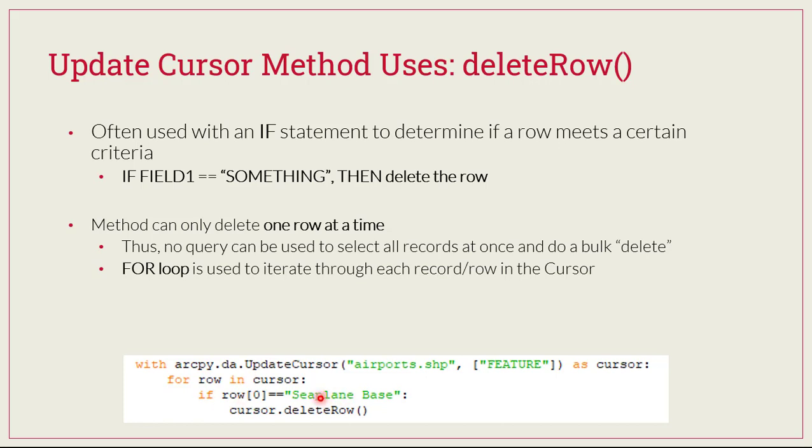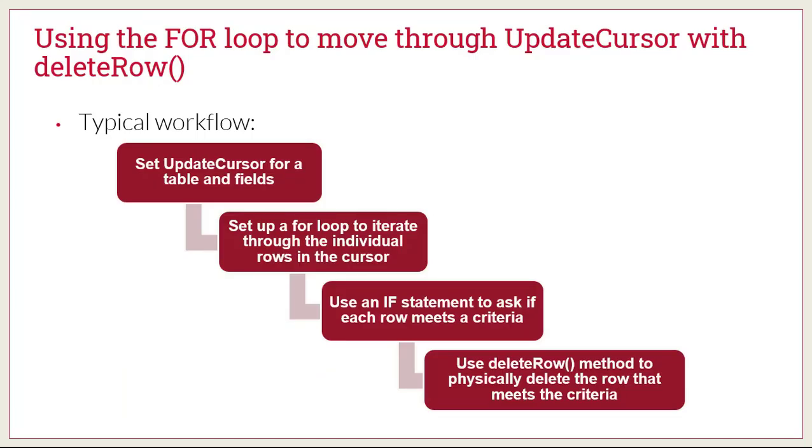If this evaluates out to be false, this will simply go back to the for loop and iterate to the next record. So this is the best methodology to identify what records you then want to delete. So just so we can be consistent with our other workflows when we talk about our cursors, let's see what the workflow is with using delete row.